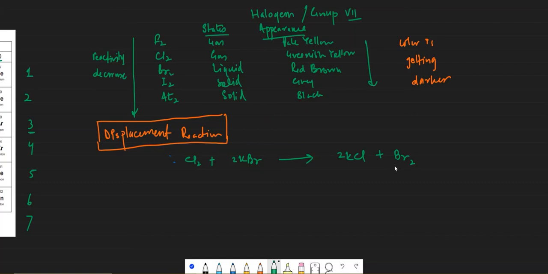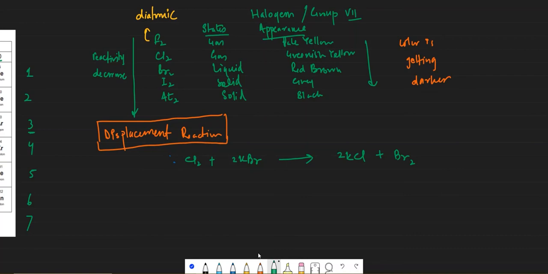You will never write any halogen as simple Cl or Br. You will always write it as diatomic, because they are diatomic molecules. Remember, don't forget it, that they are diatomic molecules. I already told you in one of the previous sessions what diatomic means.